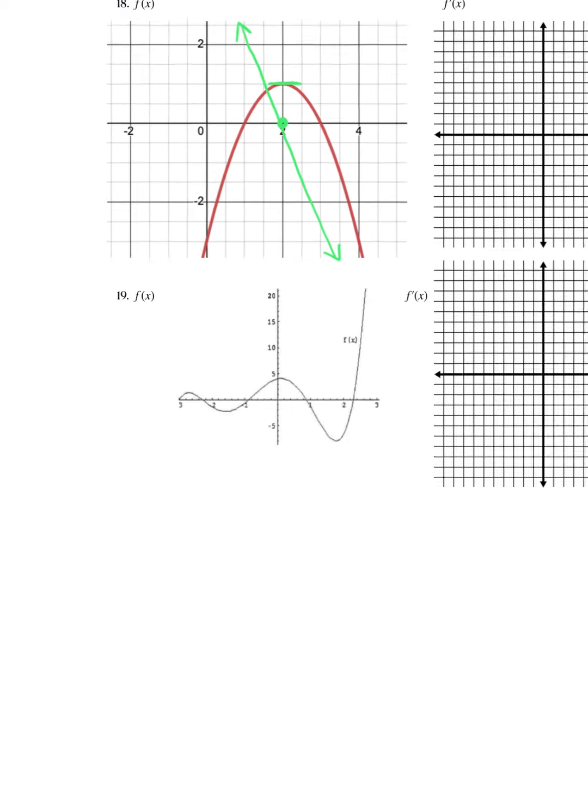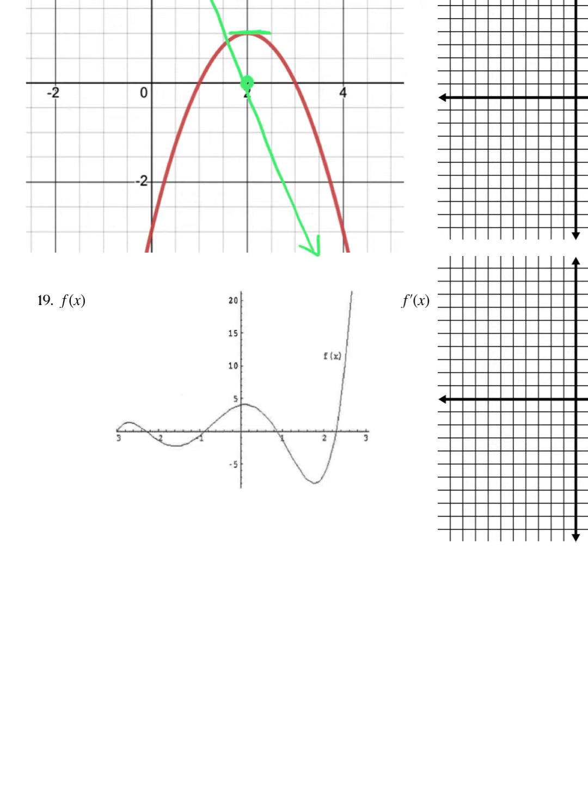And then number 19. Number 19's got a lot going on. So let's mark our zeros. I'm seeing a 0 here, a 0 here, a 0 here, and a 0 here. Okay, so I see 1, 2, 3, 4 places this thing needs to cross.